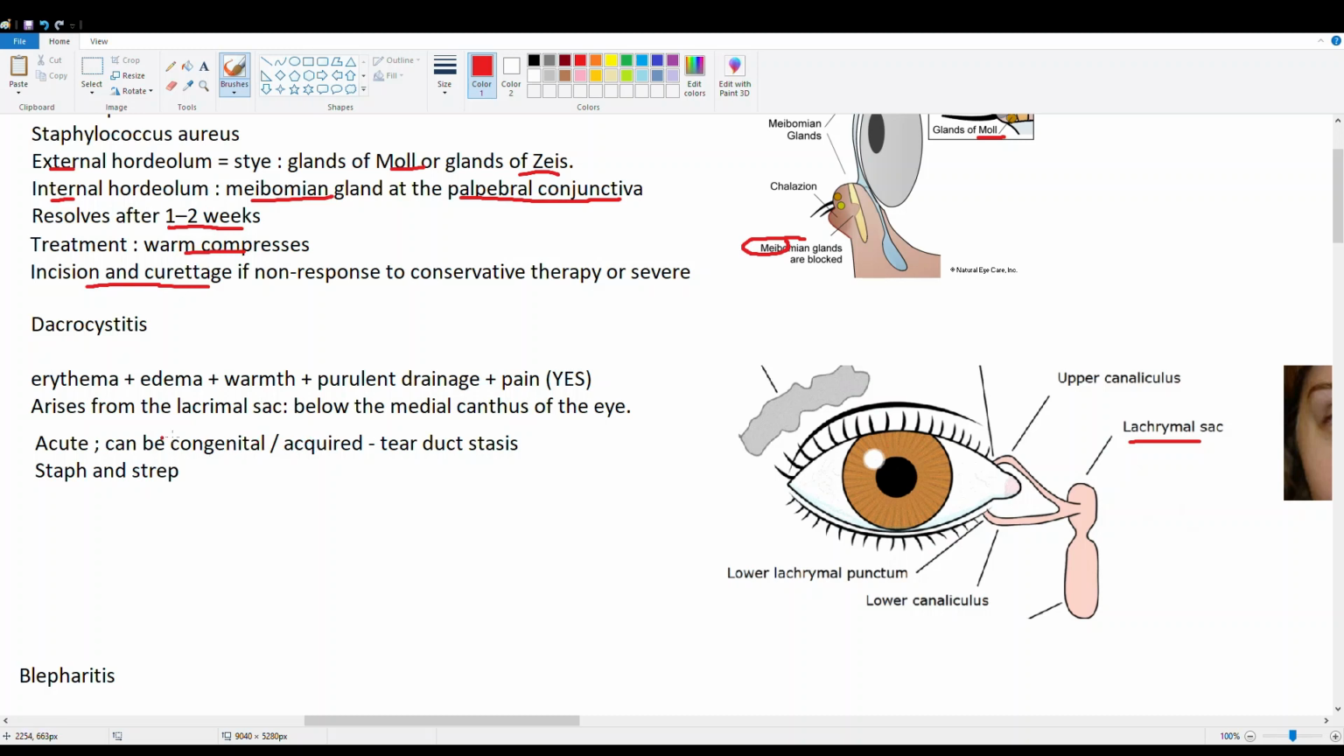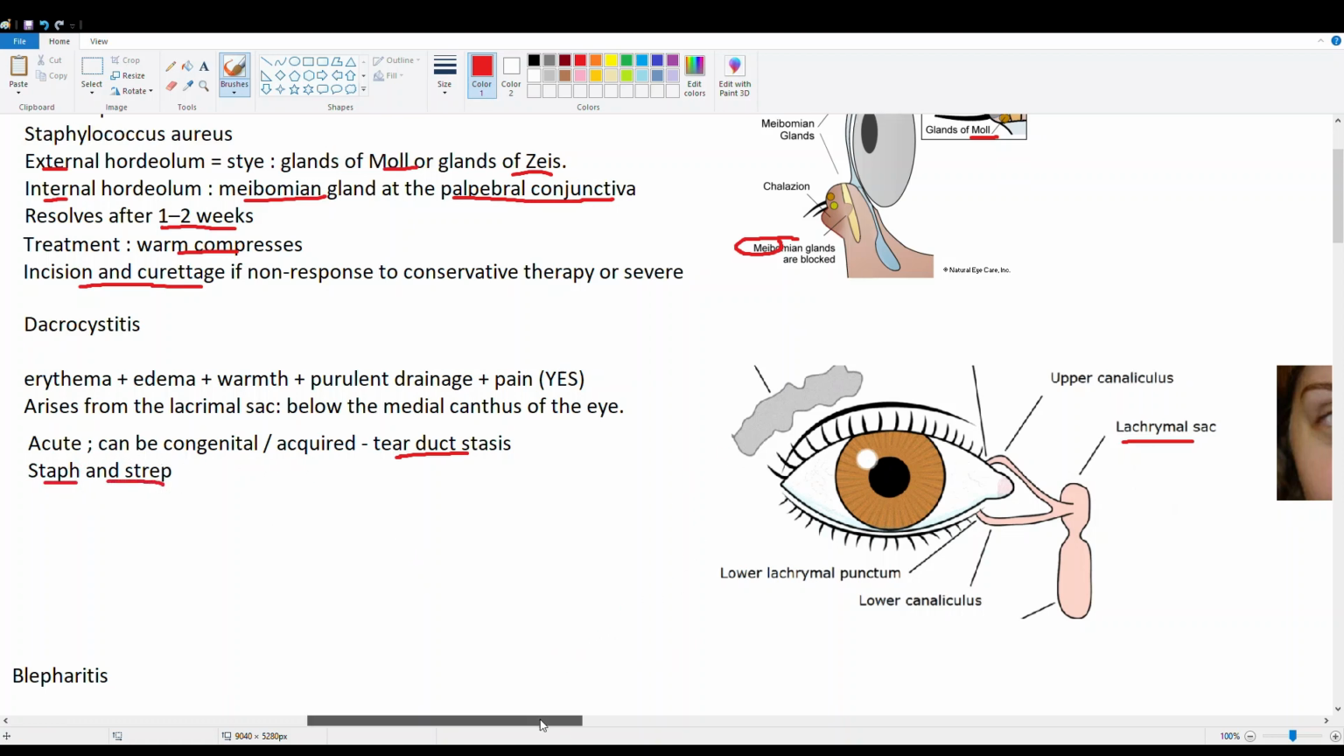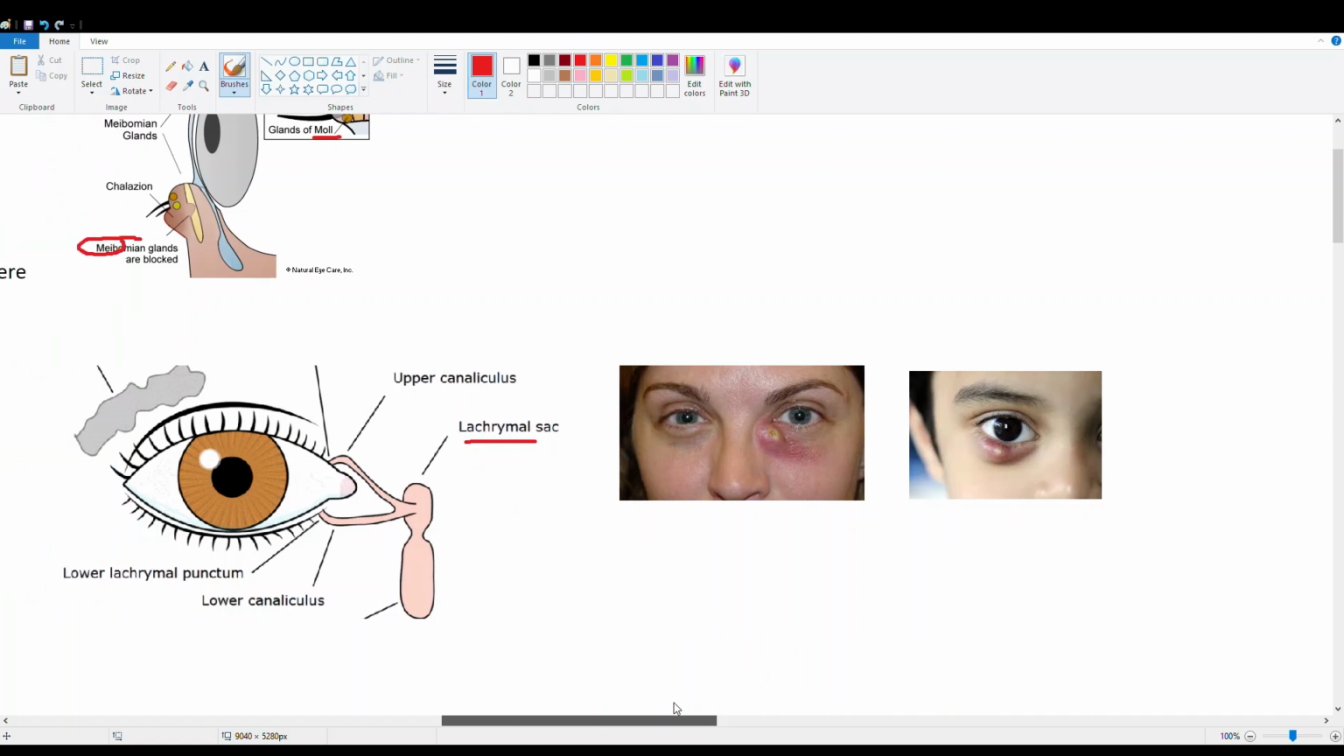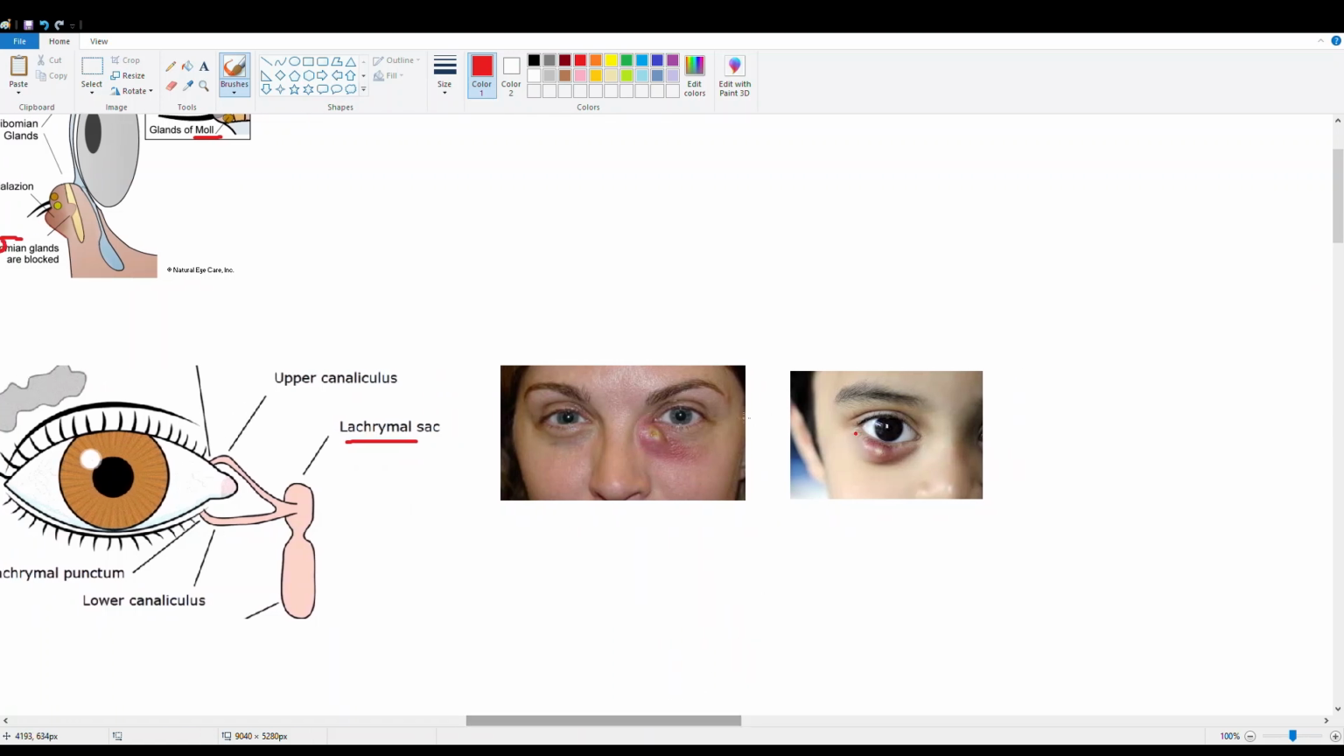All right. It's acute, it can be congenital or acquired. Let's say you have an injury where these ducts get damaged in any way, like someone punches you in the face or something like that, and you can have tear duct stasis. This then gets infected, and you have dacryocystitis. Staph and strep are our main culprits for this condition. And I've included a couple of pictures here. So as you can see, dacryocystitis, these are more medial lesions, okay? And here's our hordeolum. So this is not dacryocystitis over here on the right.